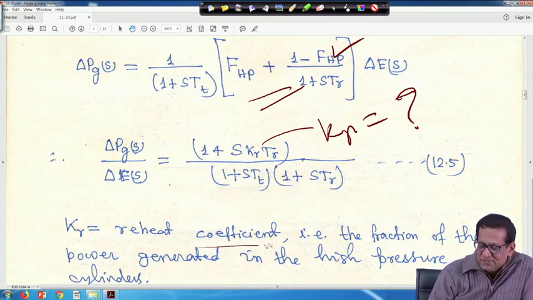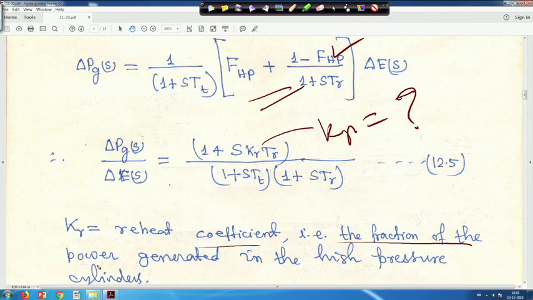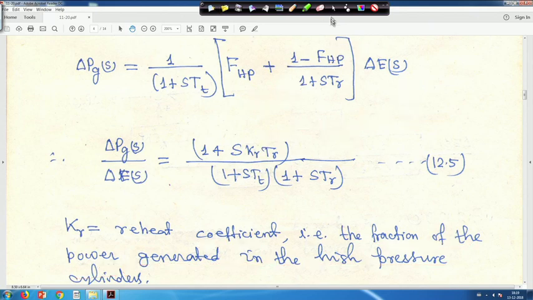KR is the reheat coefficient, that is the function of the fraction of the power generated in the high pressure cylinder. So, basically KR is equal to what, as the fraction of power generated in the high pressure cylinder? A small question to you. But generally we call KR a reheat coefficient. So, this is equation 5, the transfer function for the reheat turbine.